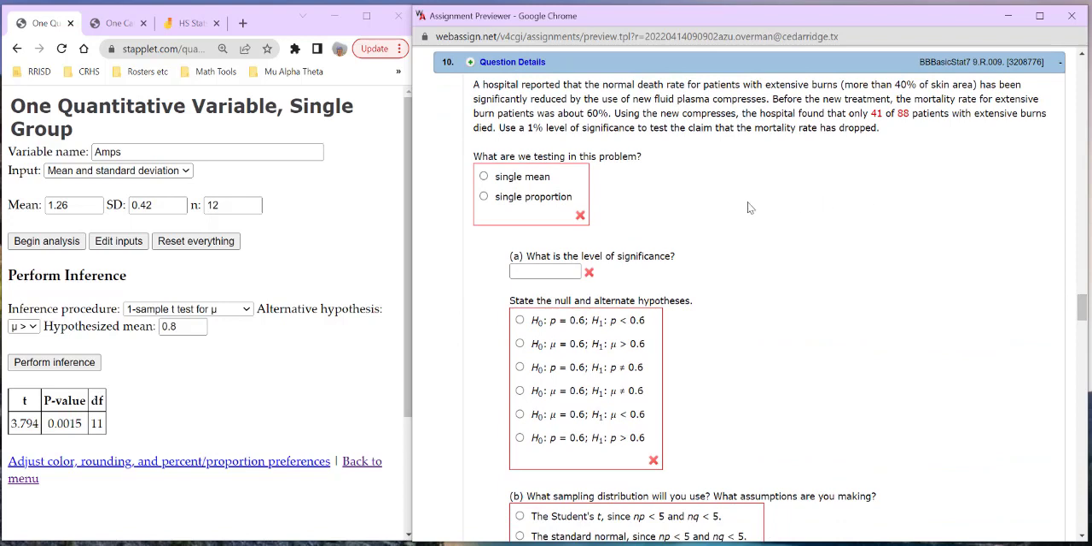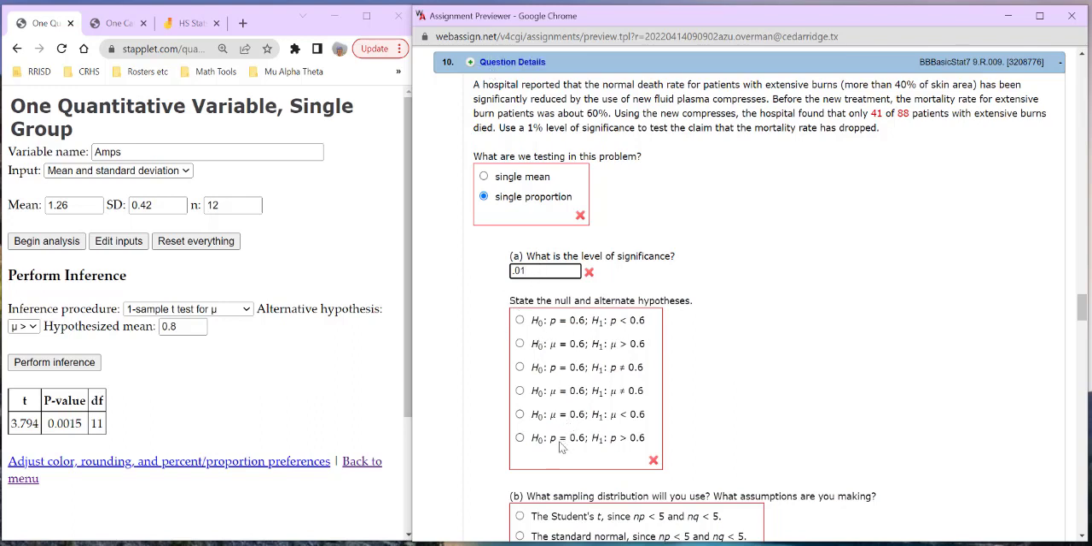A hospital reported that the normal death rate for patients with extensive burns has been significantly reduced by the use of new fluid plasma compress. Now see how we have counts here. So we have 41 out of 88. That's kind of telling you it's a proportion. We have a 1% significance level. So we're comparing the p-value to 0.01. So we need really tiny p-values.